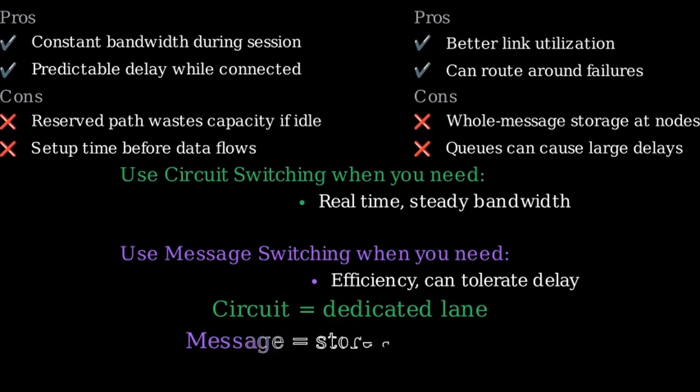Message switching lets each message hop from node to node, waiting when it must, but using the network efficiently.